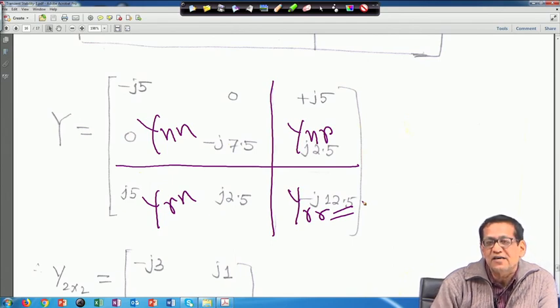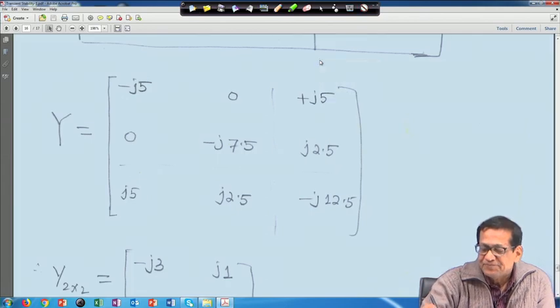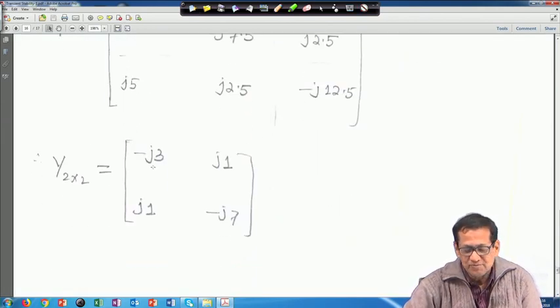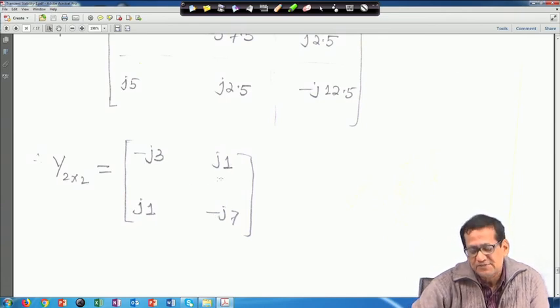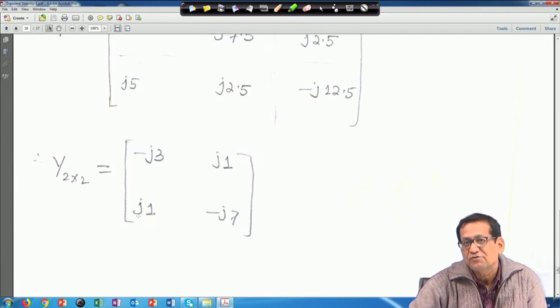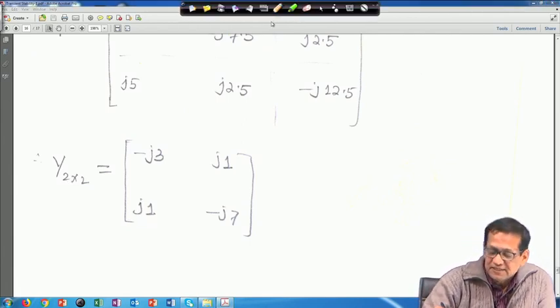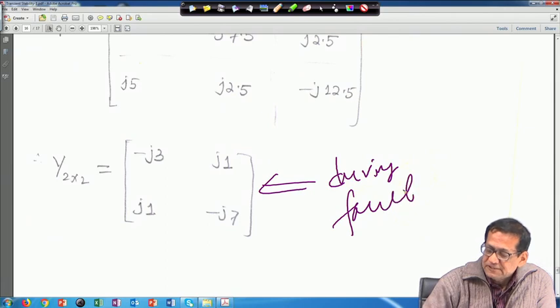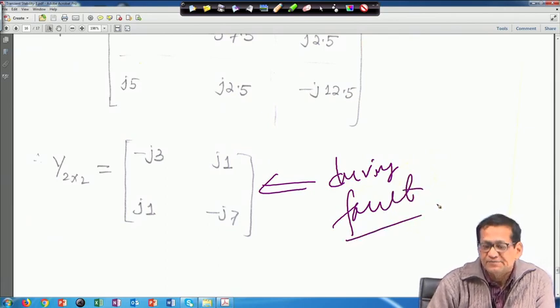And follow the same procedure, the same formula you use, and if you compute that matrix, your matrix reduction, the reduced matrix, then the final answer will be this much: the 2 into 2 matrix will be minus j 3, j 1, minus j 7. It is also a symmetric matrix because y 1 2 is equal to y 2 1, right. So, this matrix is during fault, right.